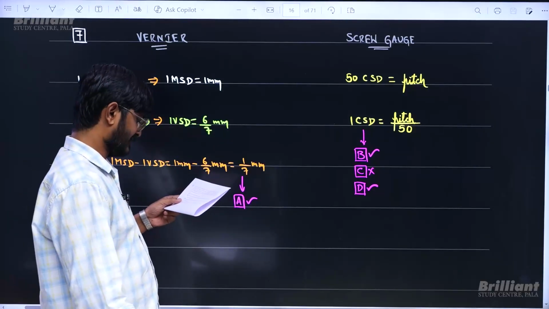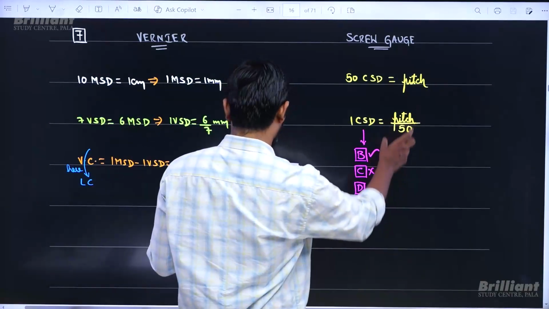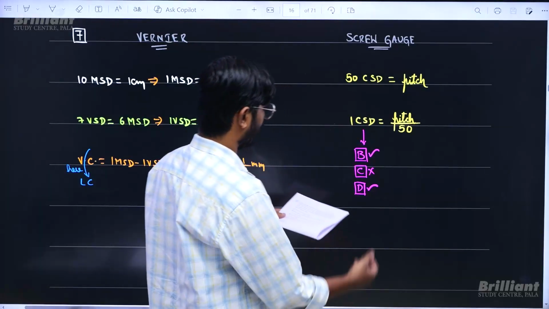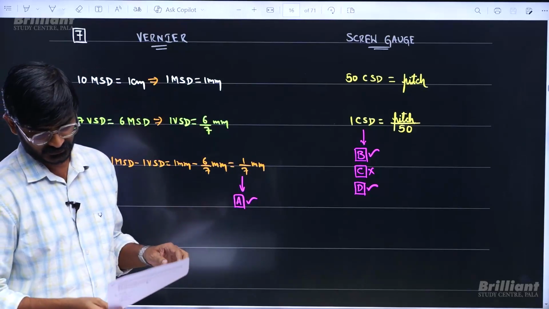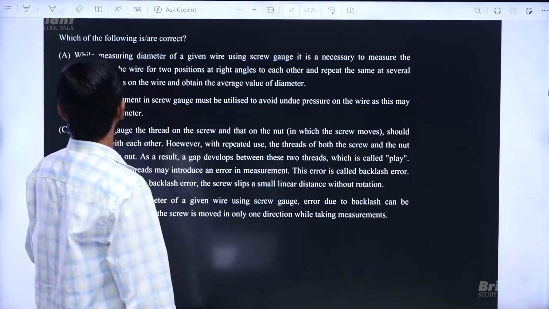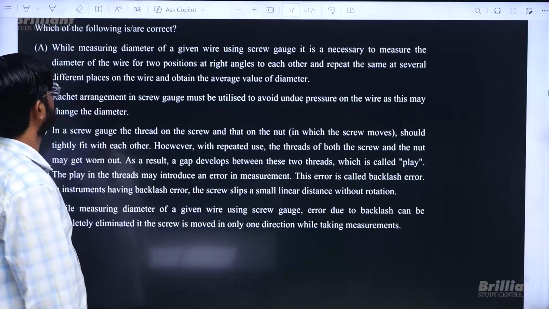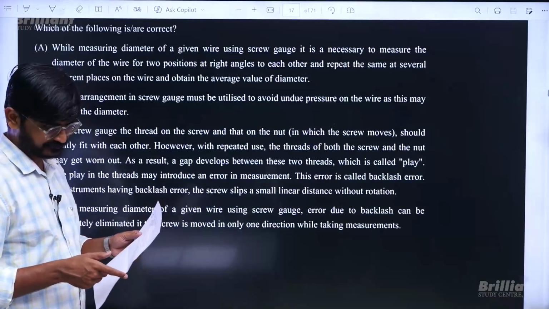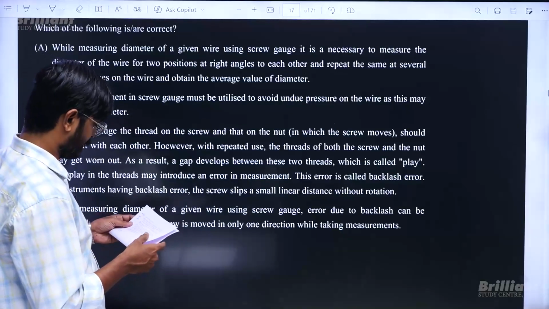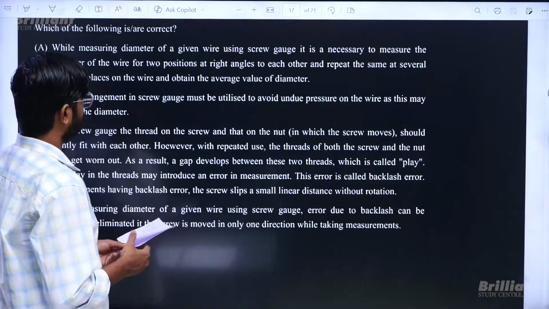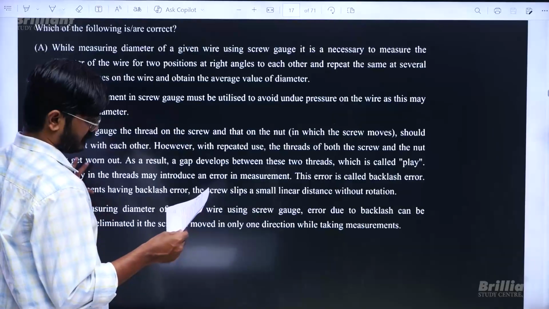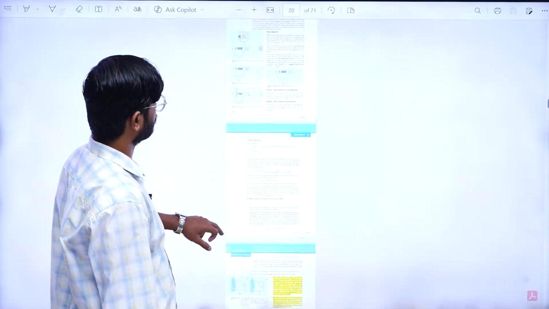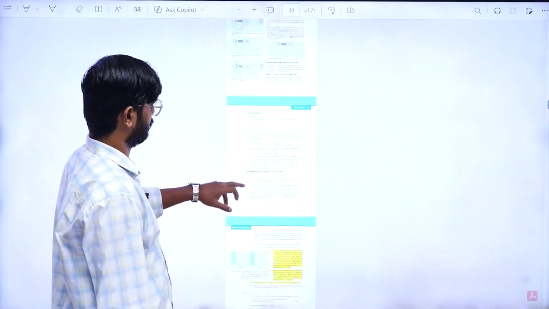And if the linear scale division, if the pitch is 1 mm, then 1 circular scale division, which is the least count, is going to be 0.02 mm. So option D is also correct. So which of the following are correct? So this is from your NCERT experimental skills. So I'll be showing you the options where they were talking about, so you can look into it to understand better.